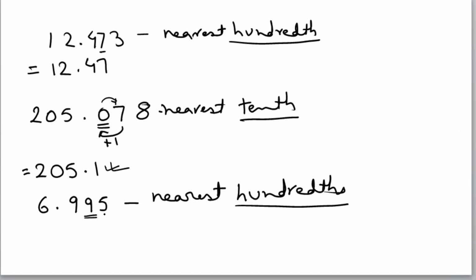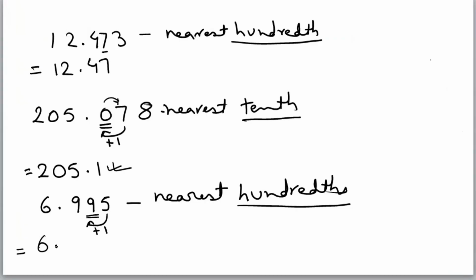So if we round, what will we do? We will add 1 here. So what will it become? It will become 10 here. So how will you write this? You will do 6 point, you can't write it like 6.910. We can't write it like that. So what do we have to do? We have to carry over 1 to the 10th place. If I carry over 1 to the 10th place, it will again become 10 here.